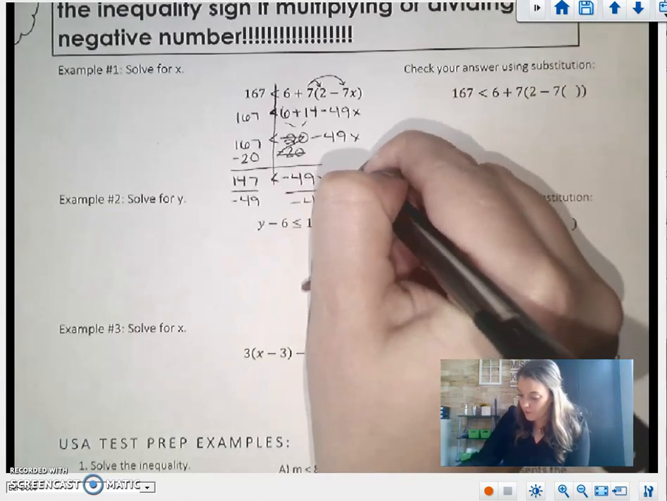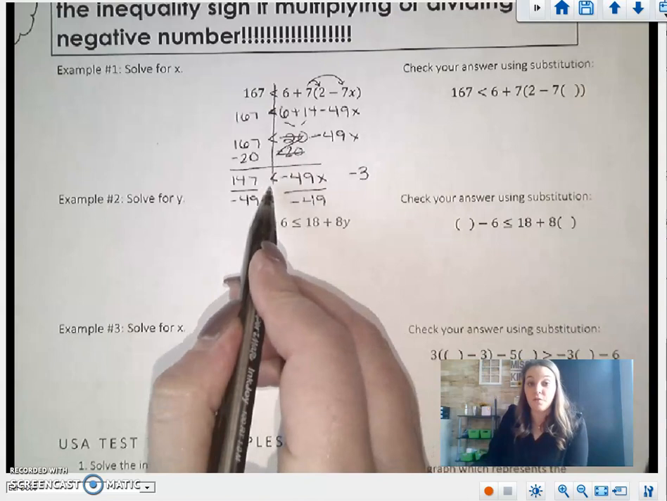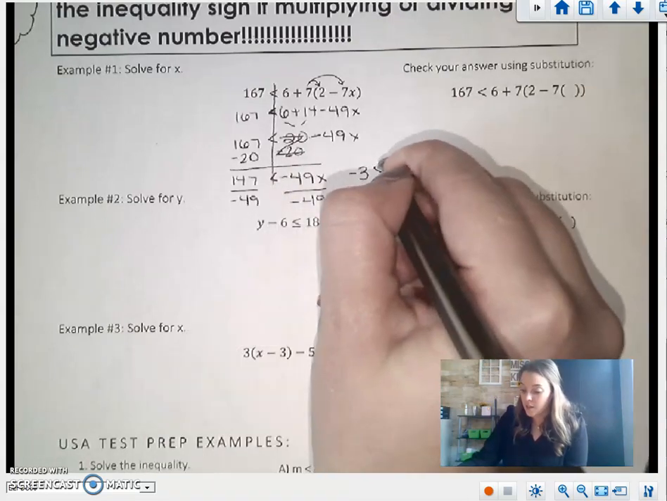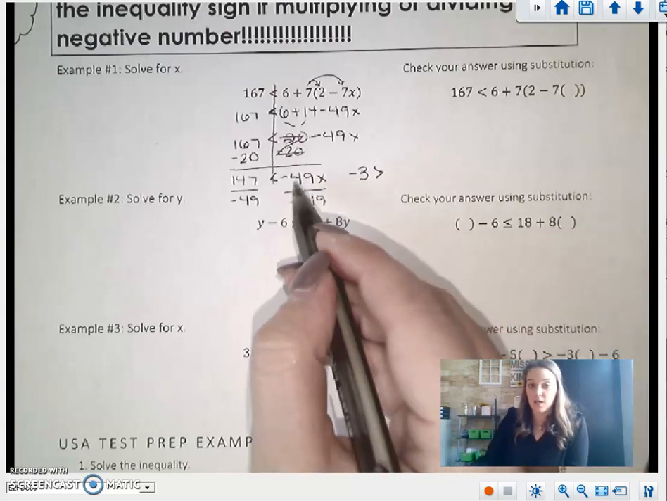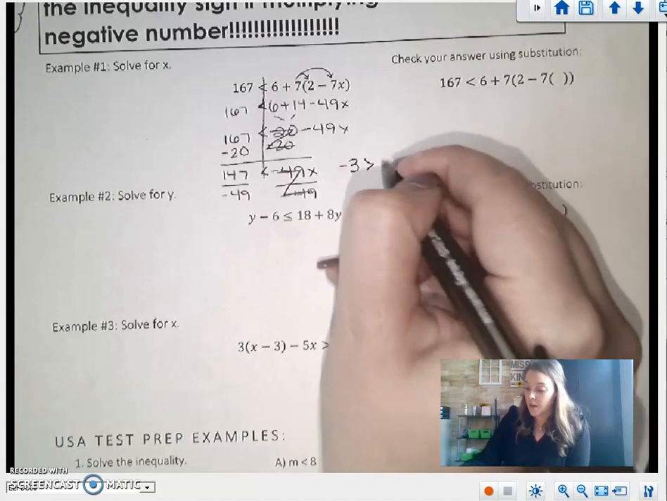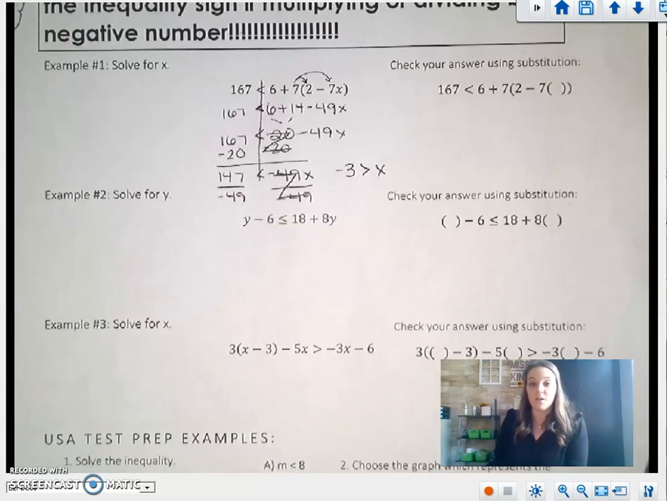So I have negative 3. I have to flip my inequality sign. So it was a less than sign. Now it's a greater than sign. Negative 49 cancels out negative 49. And I'm left with x.